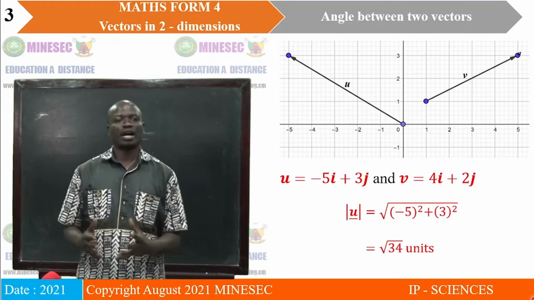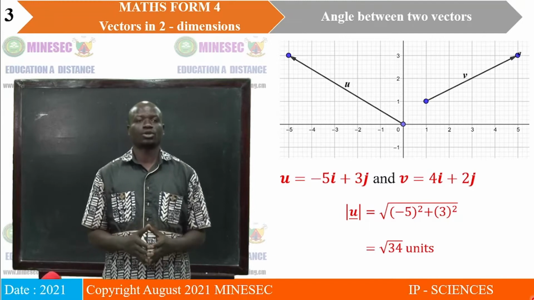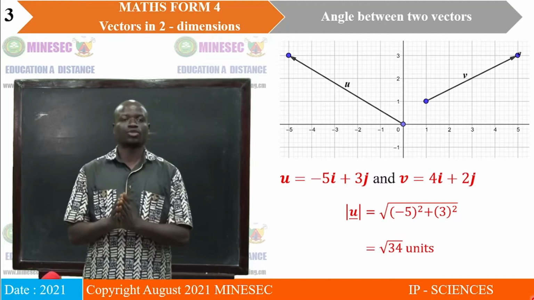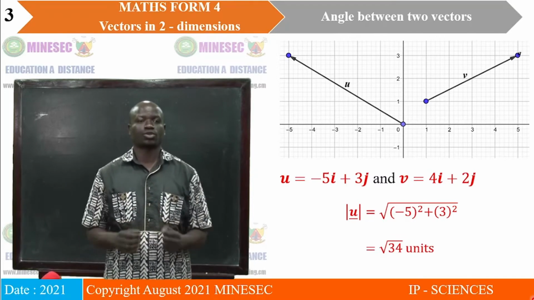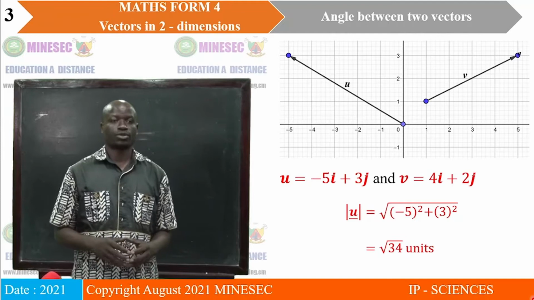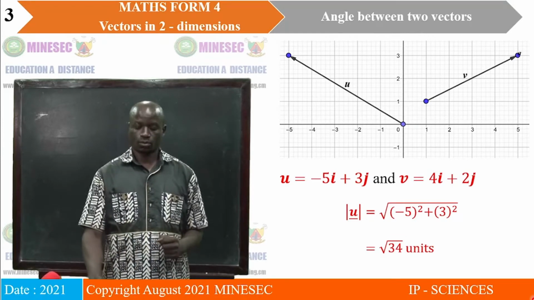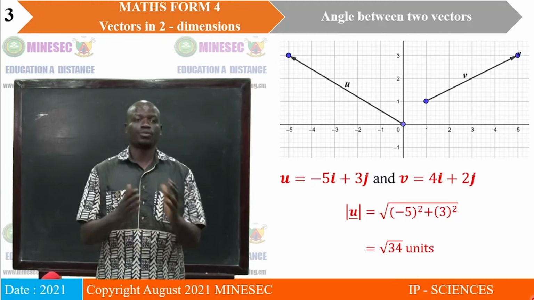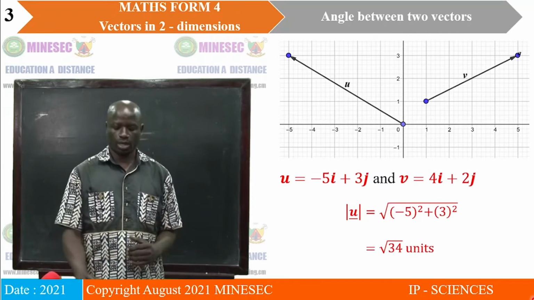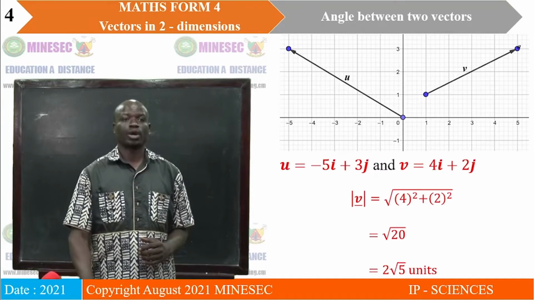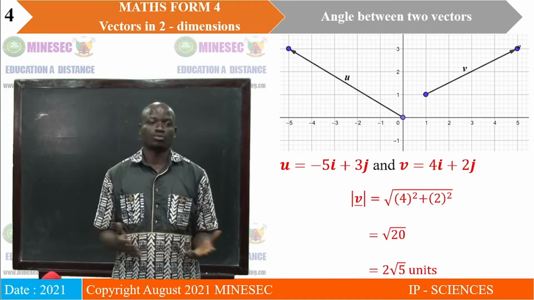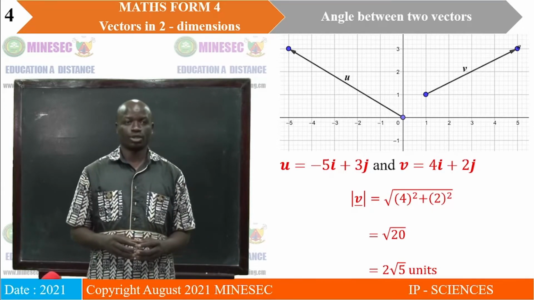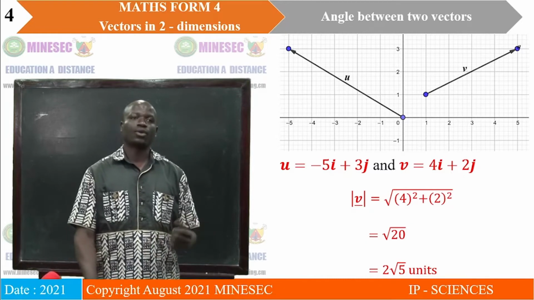Then the magnitude of vector u will be the square root of negative 5 squared plus 3 squared. And that will give us square root of 34 units. To calculate now the magnitude of vector v, it will be the square root of 4 squared plus 2 squared. And that gives us the square root of 20, which can be simplified to 2 root 5 units. Let's get now the directions.